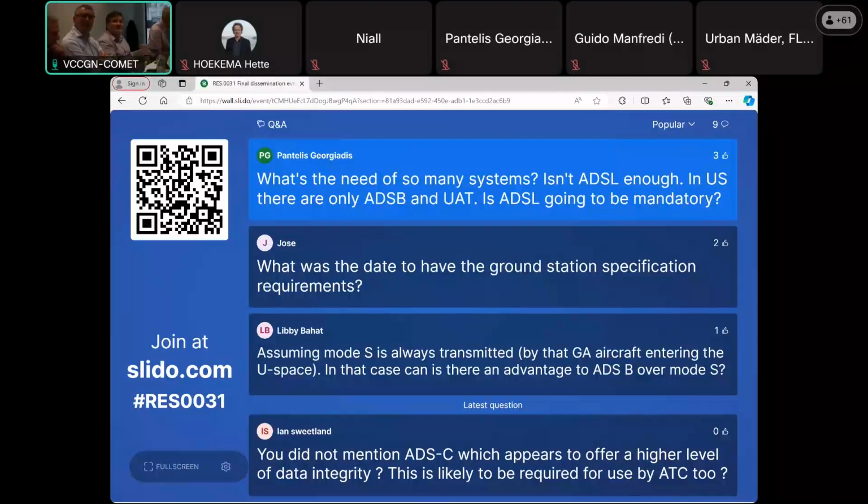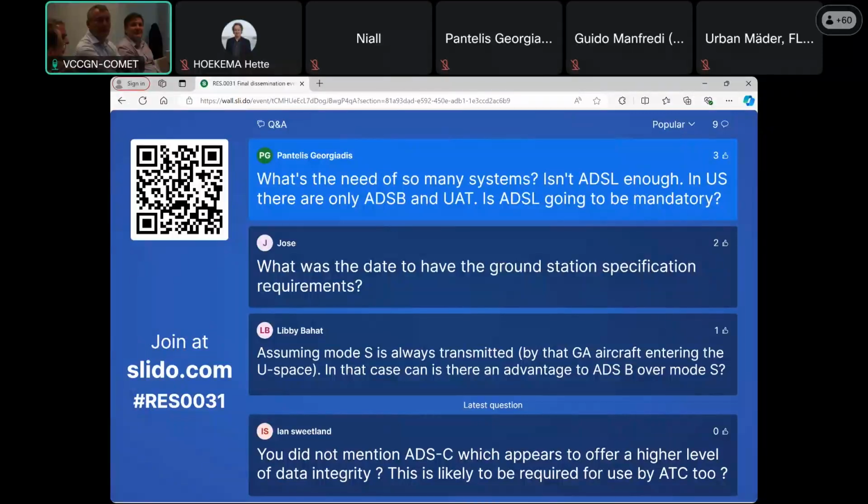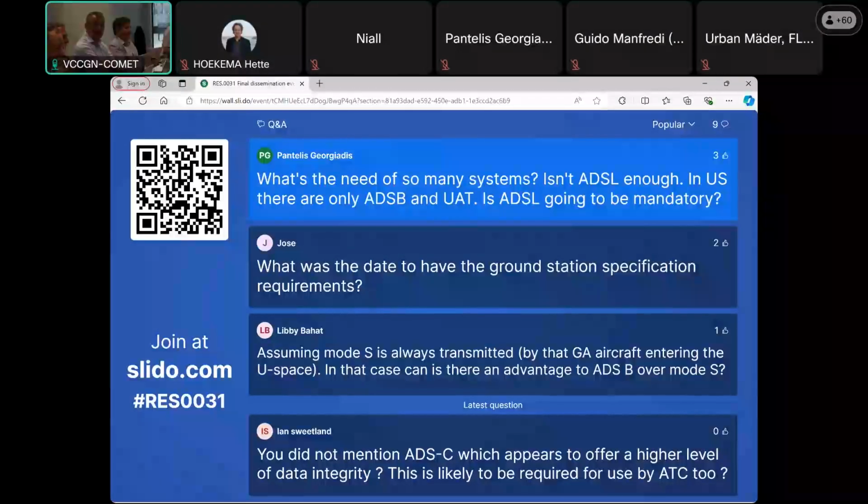What's the need of so many systems? Isn't ADSL enough? In the US there are only ADSB and UAT. Is ADSL going to be mandatory? So we agree, I think, that we should minimize the number of systems. There can be many systems if they are interoperable. We don't care about the number of systems. We care about the number of languages we call this system talk to each other. So we try to minimize that.